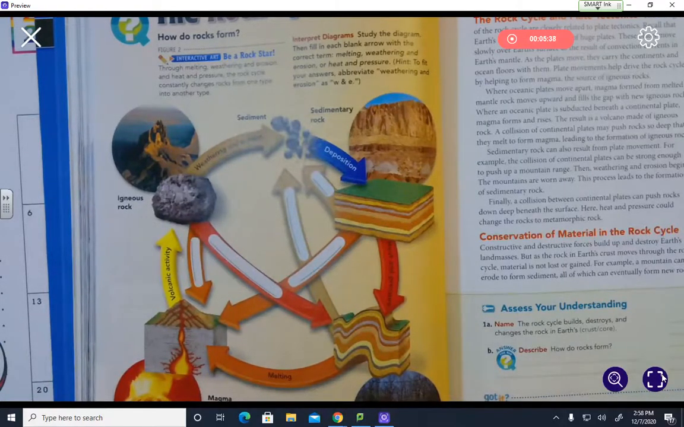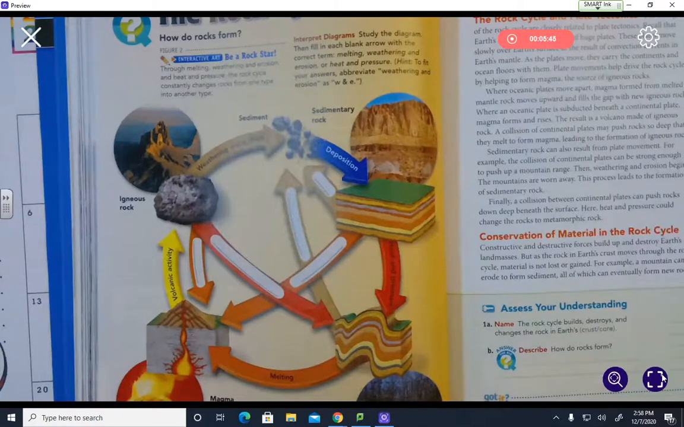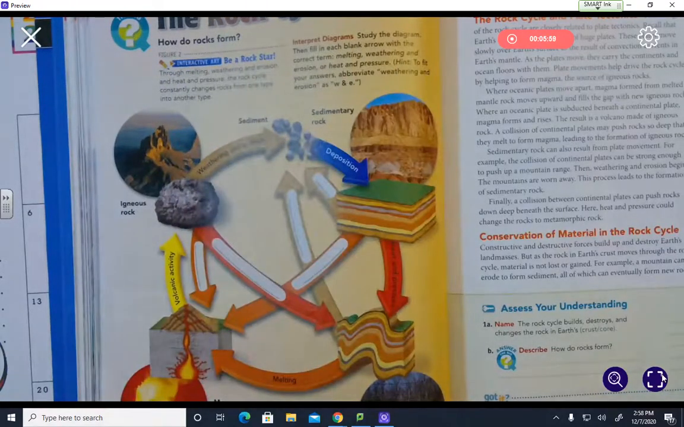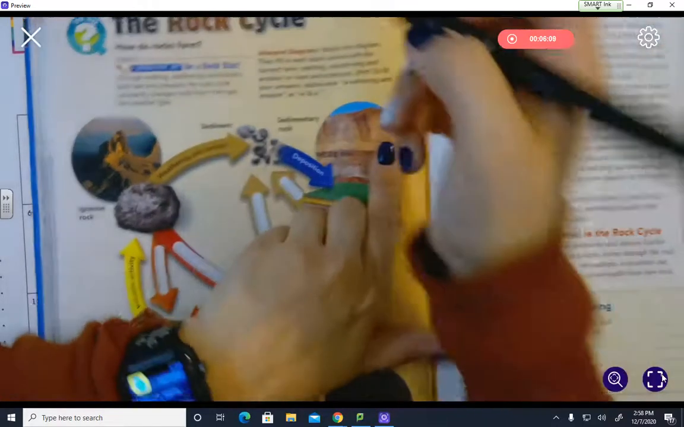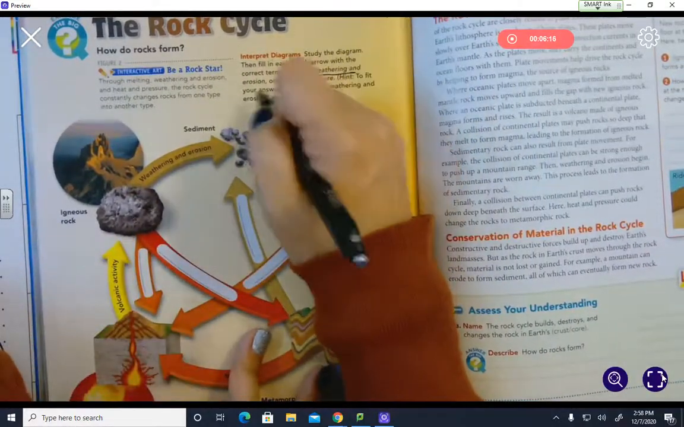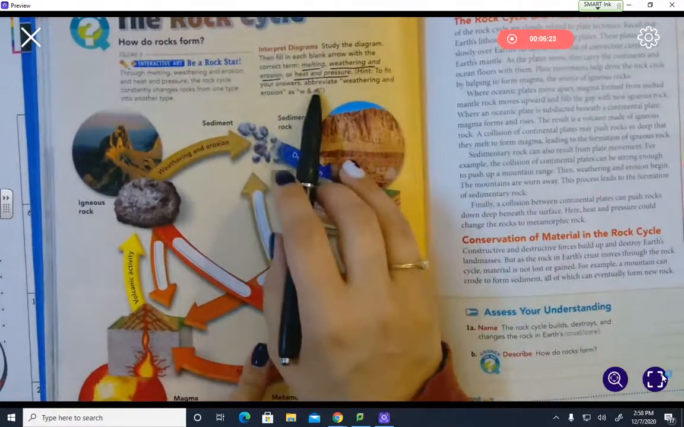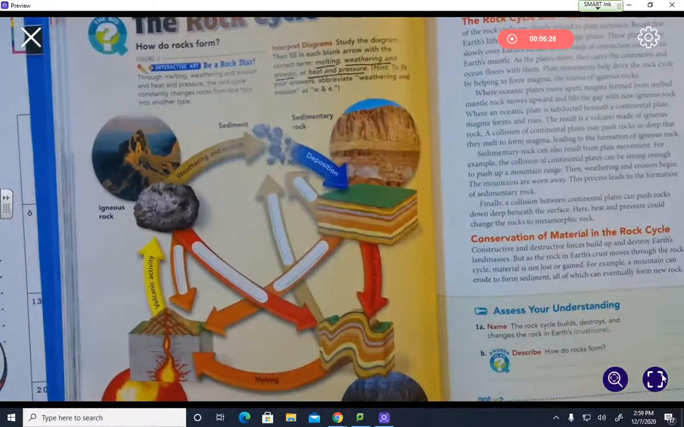So how do rocks form? I'm going to read starting right here. It says, be a rock star. Through melting, weathering and erosion, and heat and pressure, the rock cycle constantly changes rocks from one type into another. Interpret diagrams. It says, study the diagram, then fill in each blank arrow with the correct terms. I'm going to underline these terms for you so you know what they are. You're either going to use melting, weathering and erosion, or heat and pressure. And it says, hint, to fit your answers, abbreviate weathering and erosion as W and E.